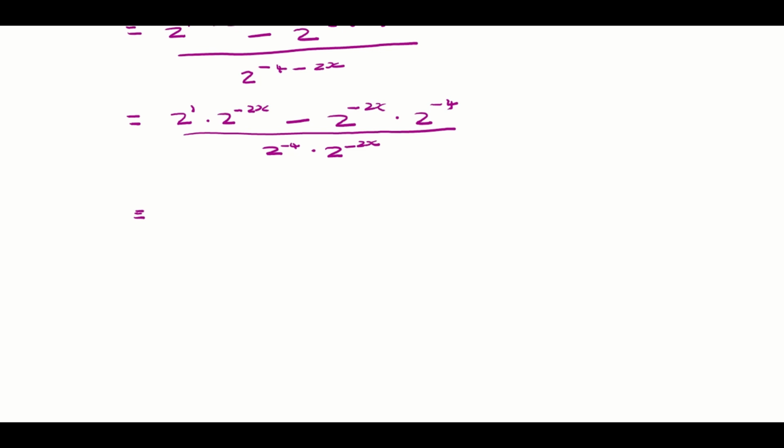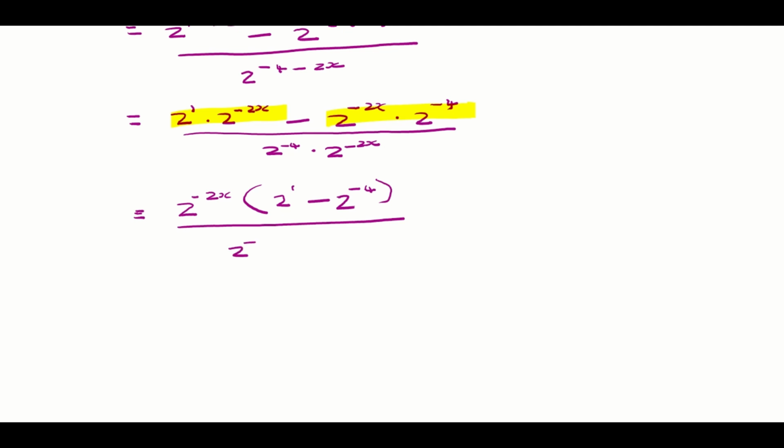So looking at the numerator, I've got two terms. There's one term and there's the other term. Okay, so are they common factors? Yes, I can see 2 to the negative 2x is common to both terms. So I take that out as my common factor, 2 to the negative 2x. Open a bracket and put everything else into the bracket. From the first term, I have 2 to the power 1 left over, minus, in the second term, I have 2 to the negative 4 left over. Okay, all over 2 to the negative 4 times 2 to the negative 2x.